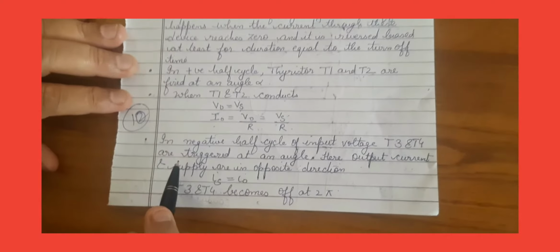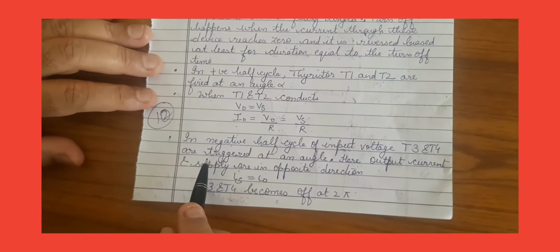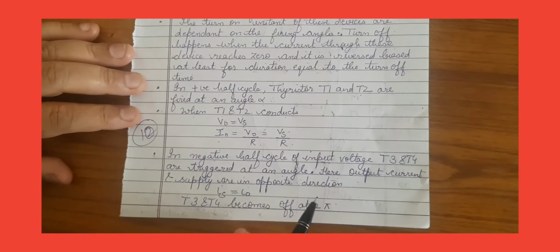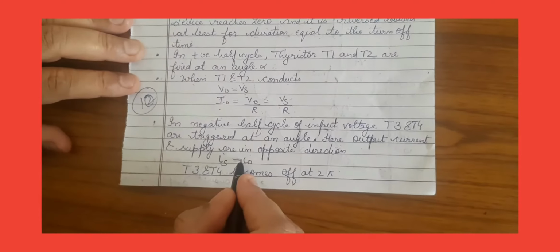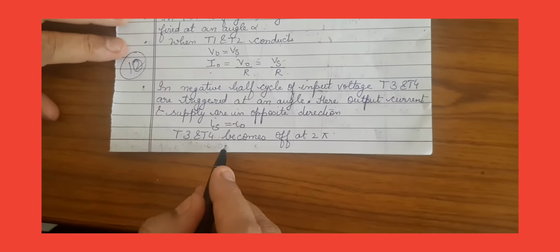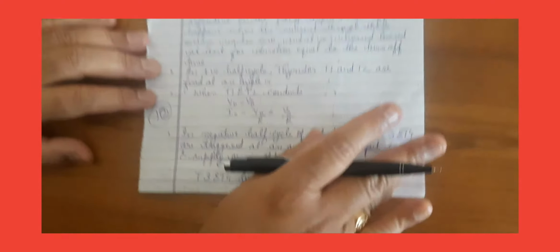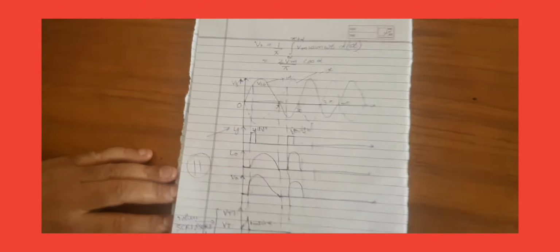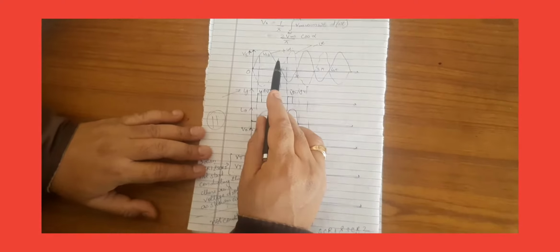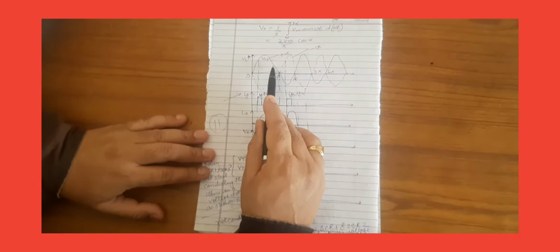Now in the negative half cycle, T3 and T4 will conduct. So the output current and supply current are in the opposite direction, so Is is equal to minus I0. T3 and T4 turn off at 2 pi. So this is the waveform of the single phase full wave converter with R load.